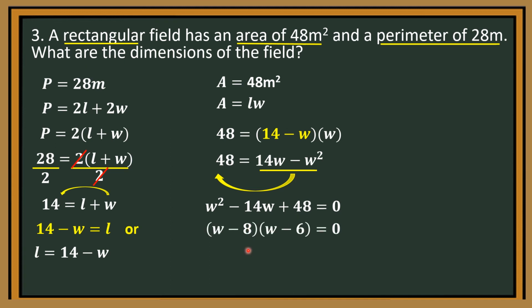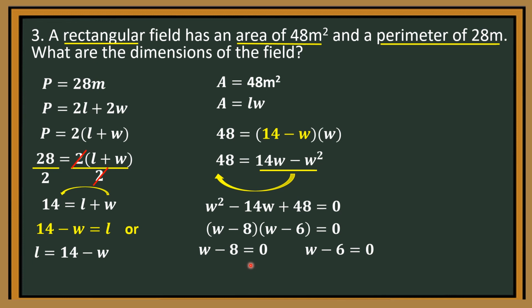Let us try negative 8 and negative 6. So, negative 8 times negative 6, that is positive 48. That is correct. Let us get the sum. Negative 8 plus negative 6, that is negative 14. That is correct. Therefore, these are now the factors of the equation. Then, equate natin sa 0. W minus 8 is equal to 0. And the other factor, W minus 6 is equal to 0.